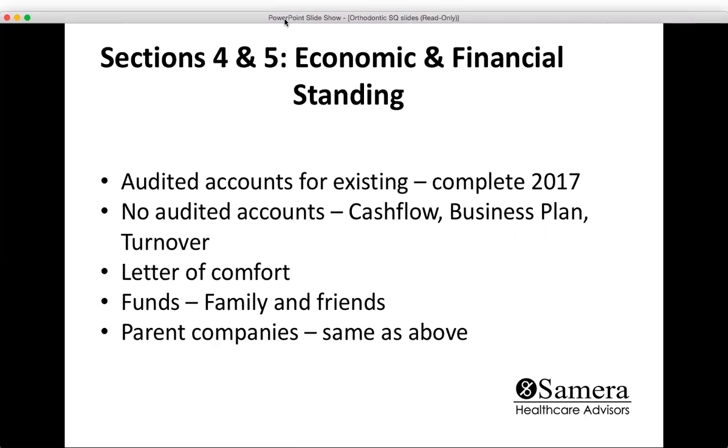Okay. What if you're a parent company? What information do they need to provide? Again, they need to provide the accounts if they're not audited, for their accountant to confirm that the figures are accurate and reflect the business.